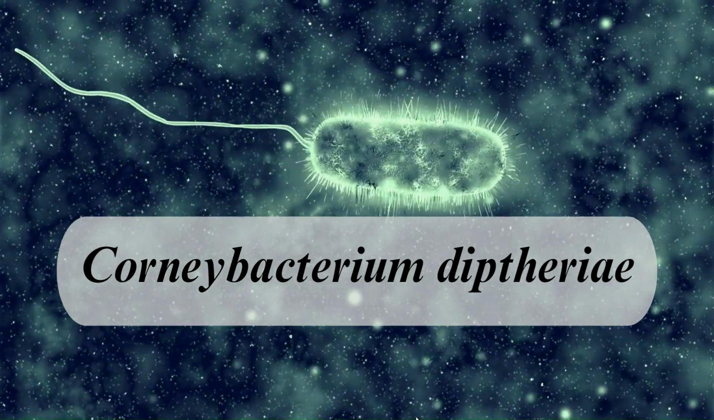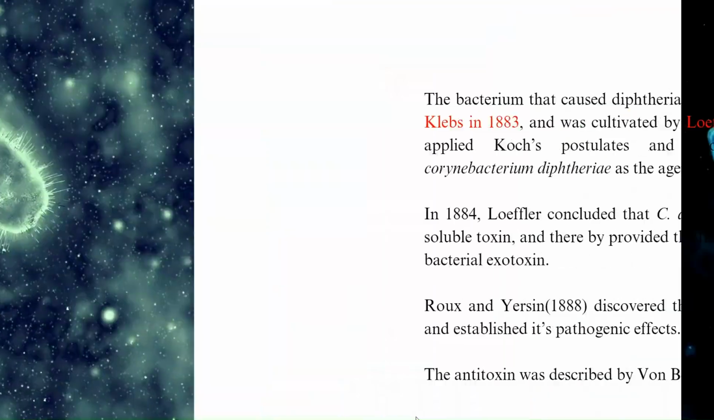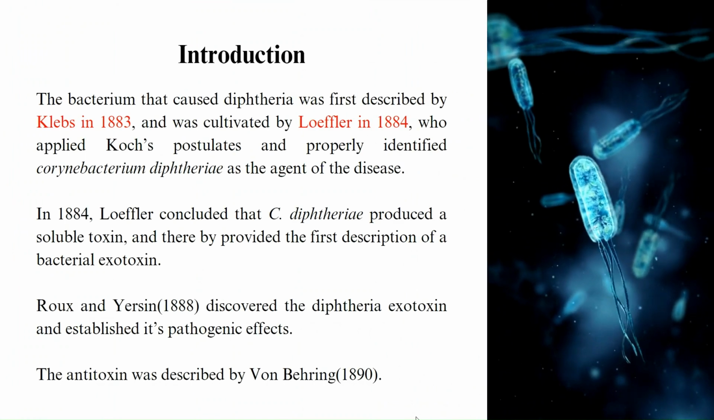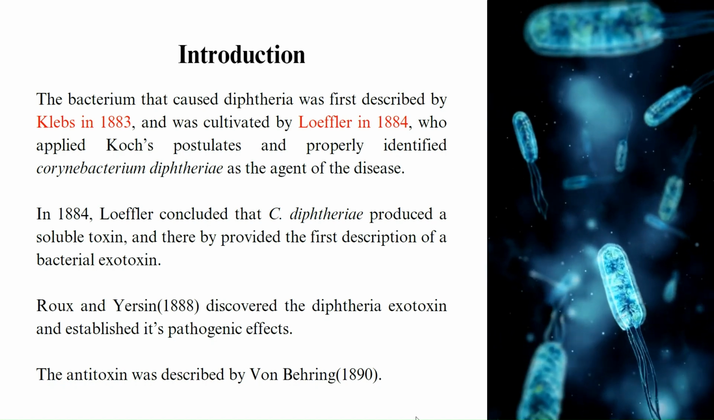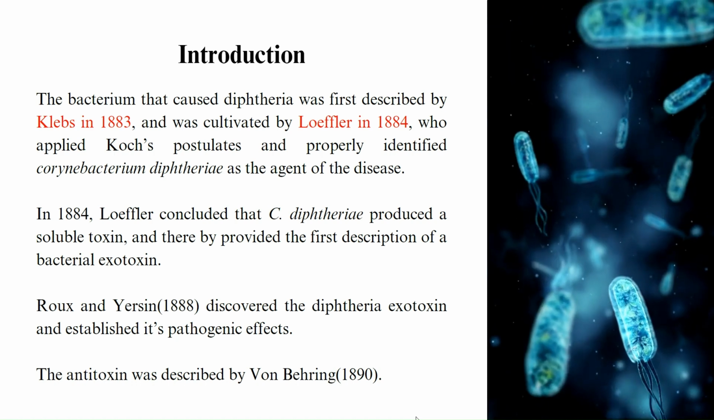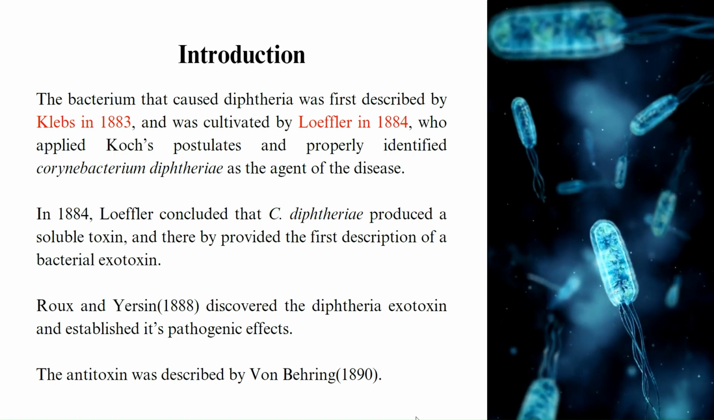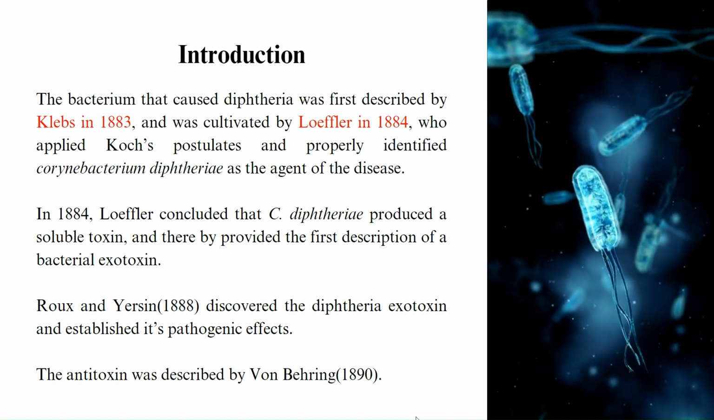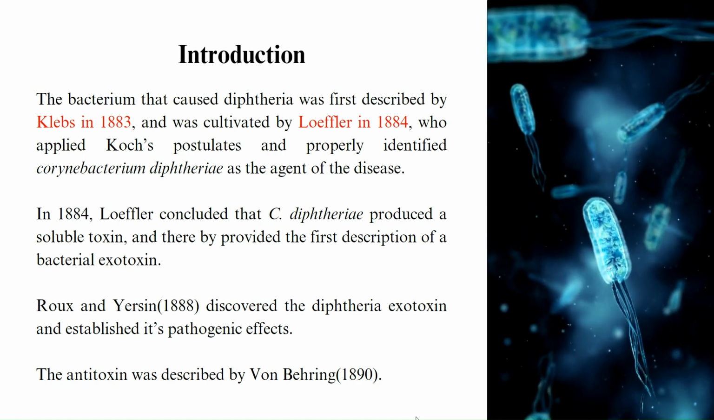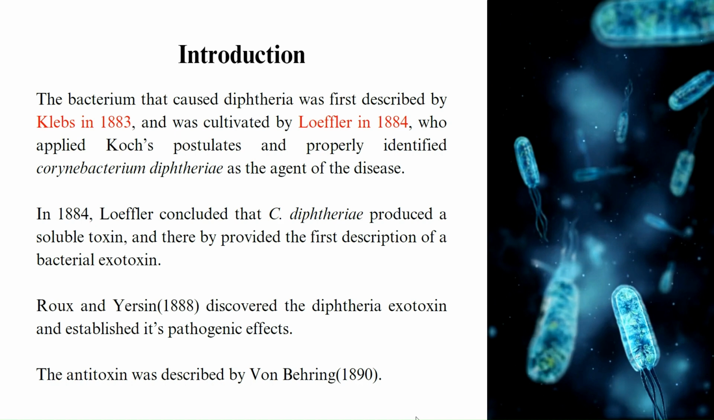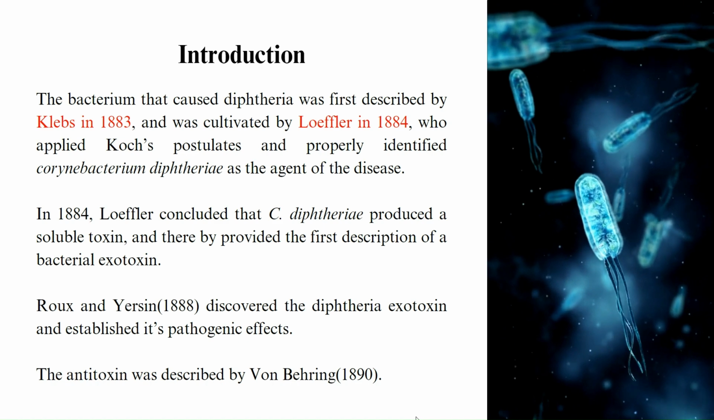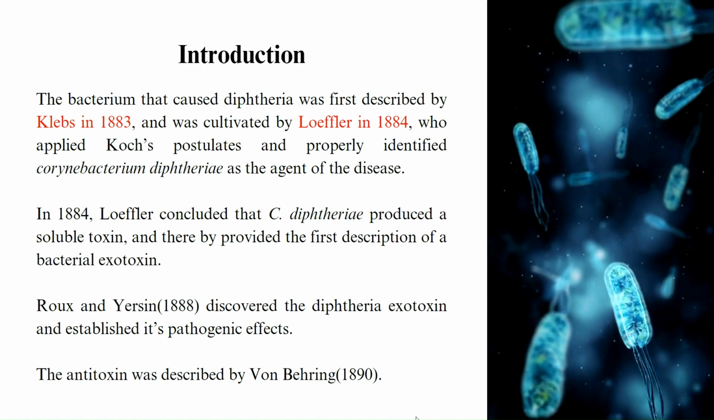So without wasting much time, we shall see what Corynebacterium diphtheriae is. This is the bacterium that causes diphtheria and was first described by Klebs in 1883 and was cultivated by Loeffler in 1884, who applied Koch's postulates and properly identified Corynebacterium diphtheriae as the agent of the disease. In 1884, Loeffler concluded that Corynebacterium diphtheriae produced a soluble toxin, and thereby provided the first description of a bacterial exotoxin. Roux and Yersin in 1888 discovered the diphtheria exotoxin and established its pathogenic effects. The antitoxin was described by von Behring in 1890.